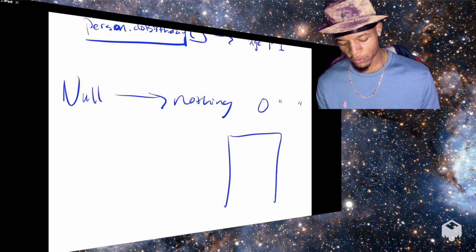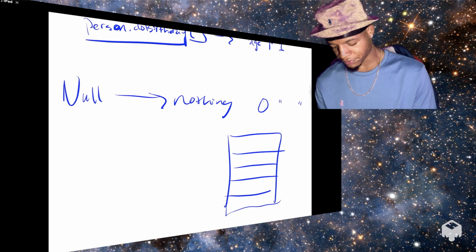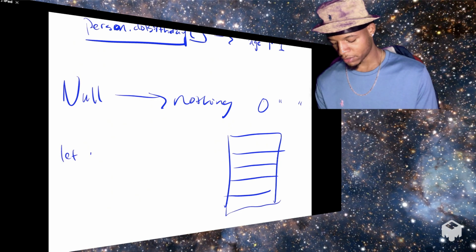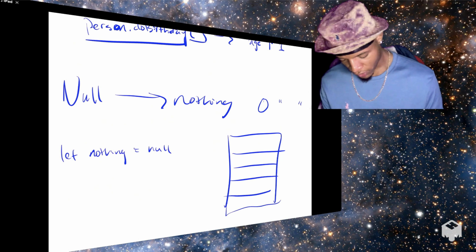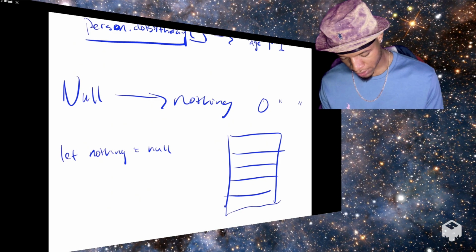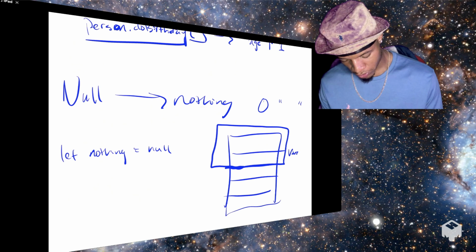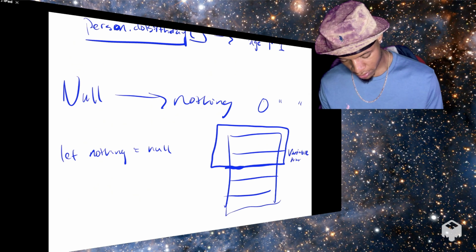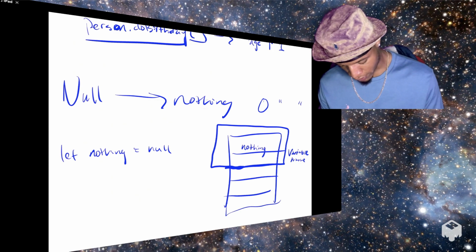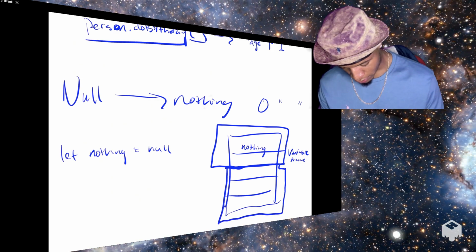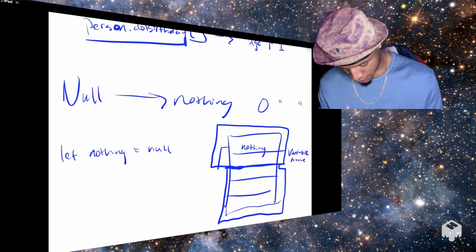Well, in order to understand that, you have to think back to the memory thing. If I declare a variable, let's call it nothing equals null. Well, basically, let's say the program reserved this much space for my variable names. So I'm going to put the word nothing, and then it reserved the rest of the space for my data. So the first place is going to put null. So nothing is going to point here, right?